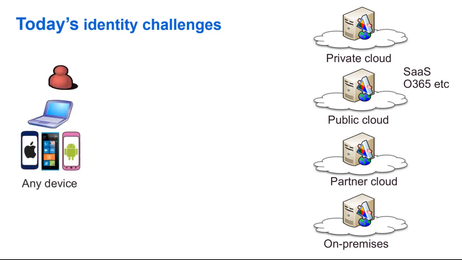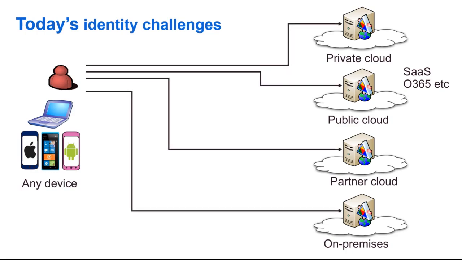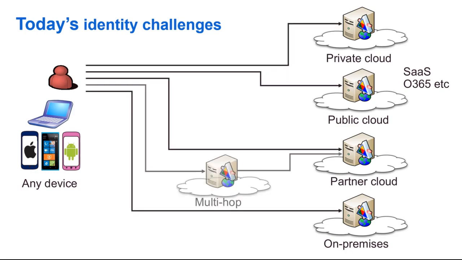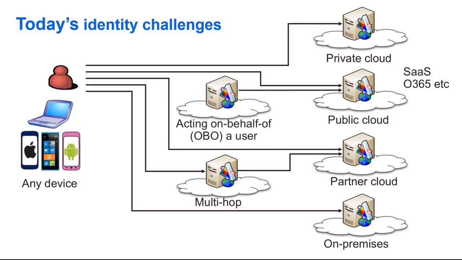And essentially, we have our user, and the user wants to gain access to those resources from any device. We often need scenarios where we have multi-hop going on. We need scenarios where we have a server acting on behalf of a user, using the user's identity to carry on doing something when the user's no longer present.